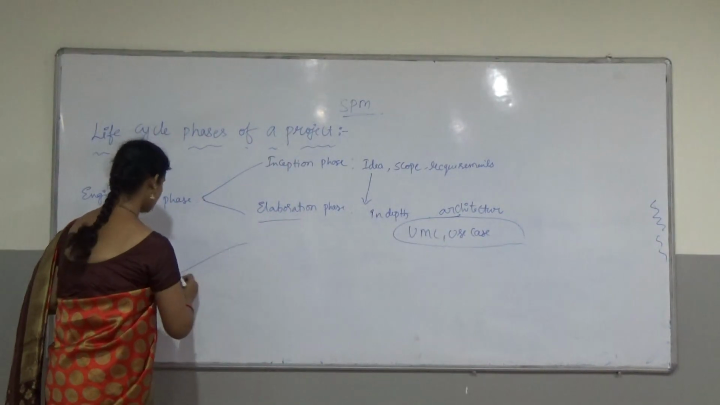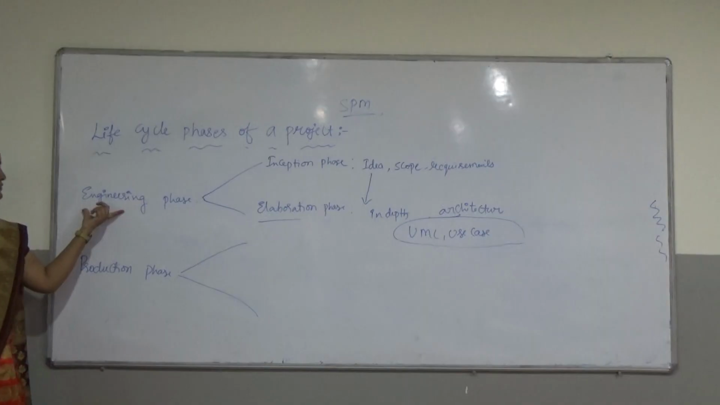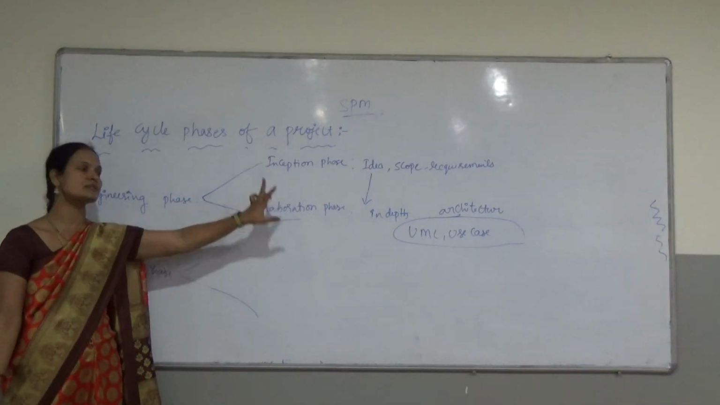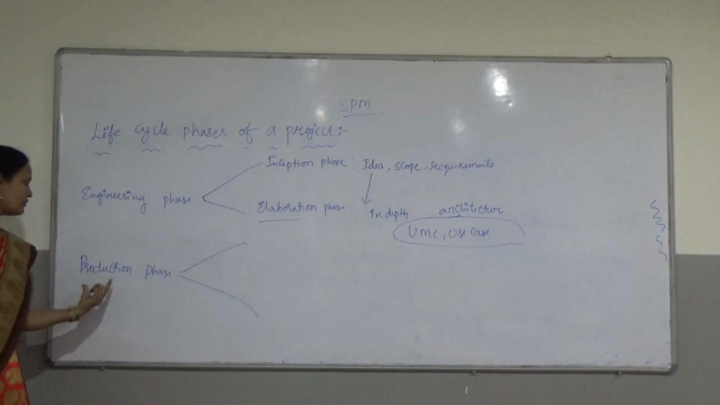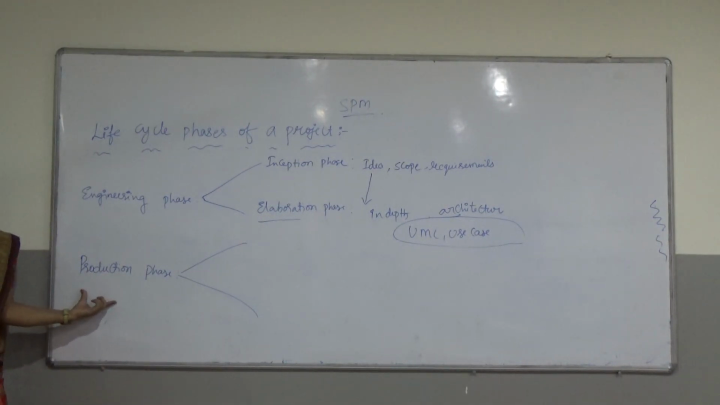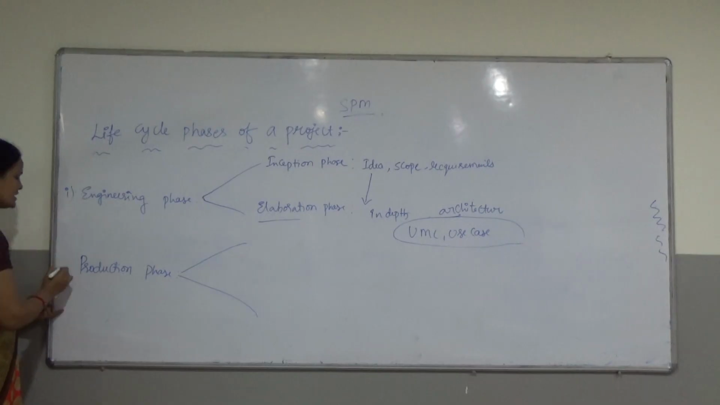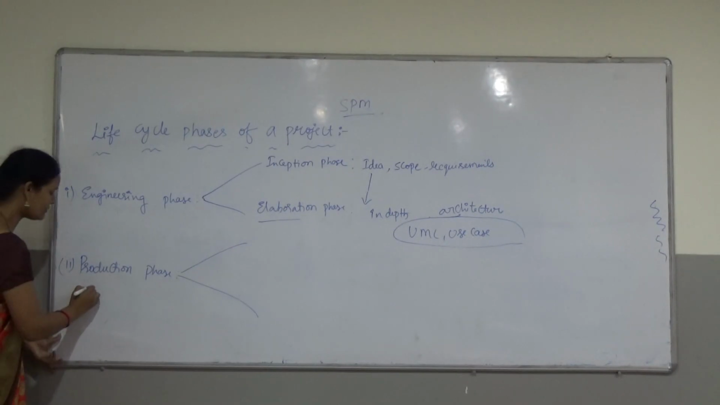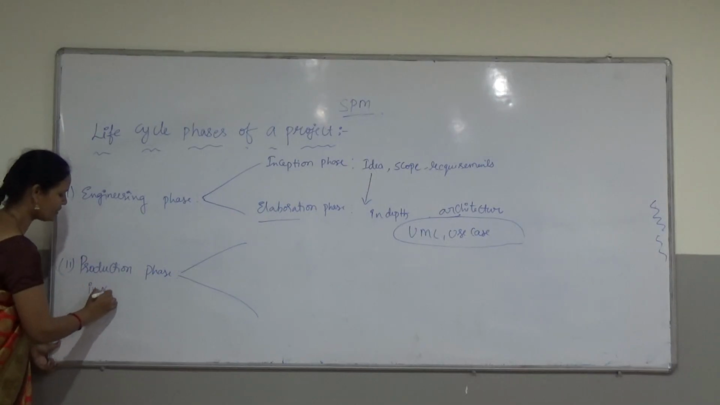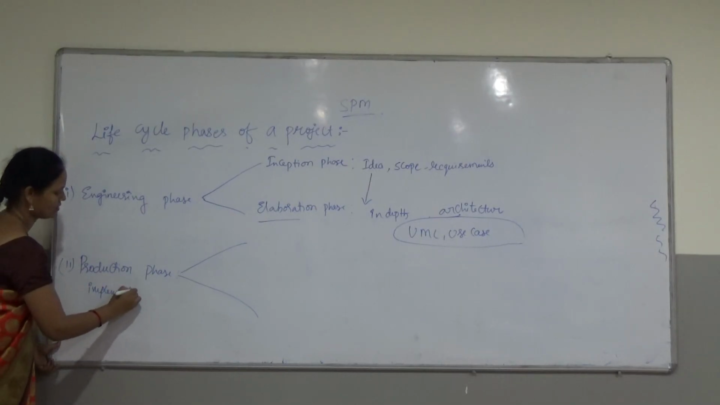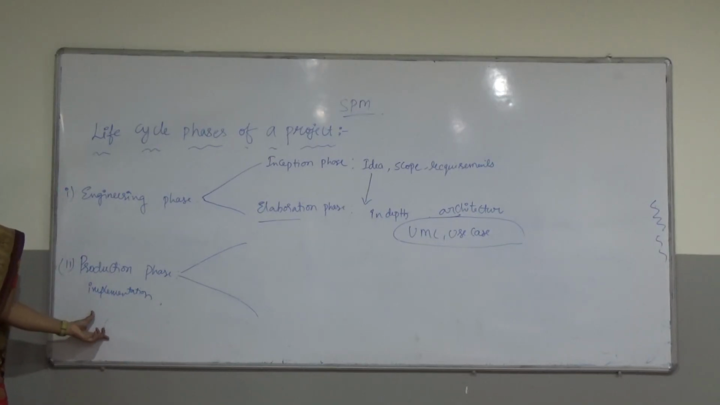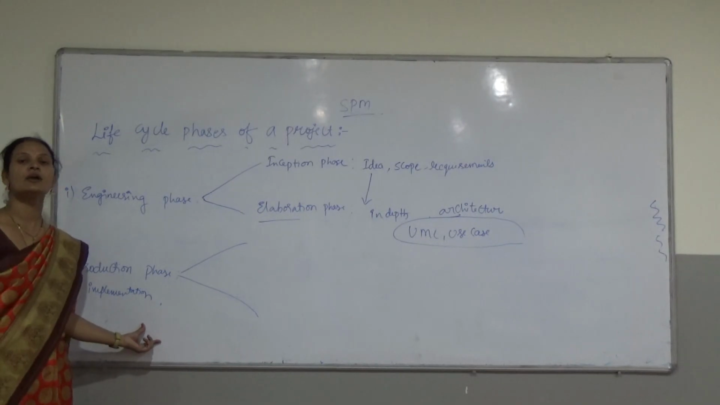Here we first discussed the engineering phase, which is further divided into the inception phase and the elaboration phase. Now we have the next one, the production phase. We can say this one is first and this one second. The production phase talks about the implementation of our project, testing of our project, and final delivery to the users.